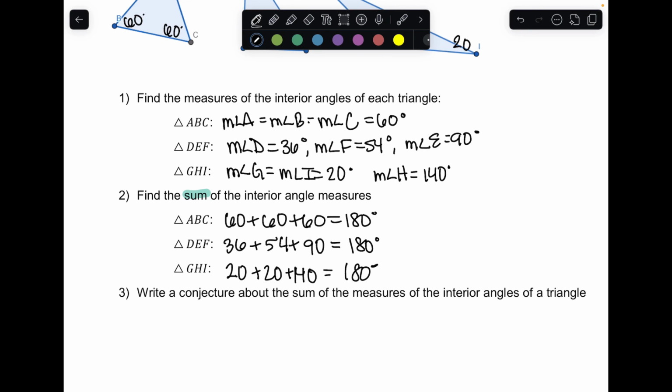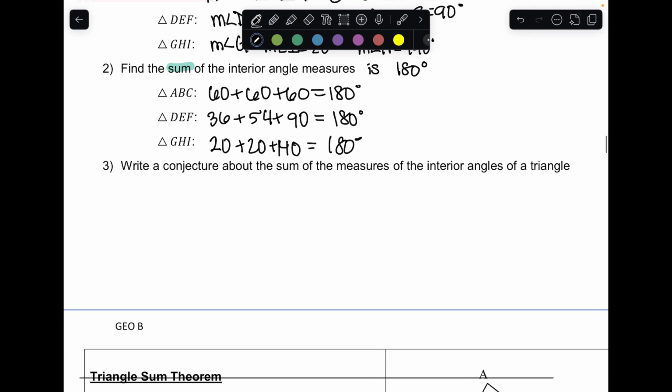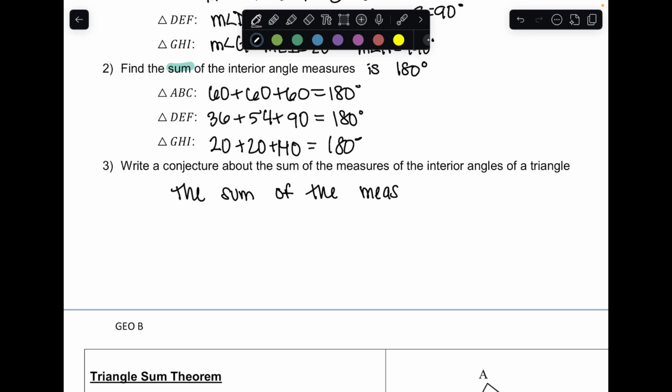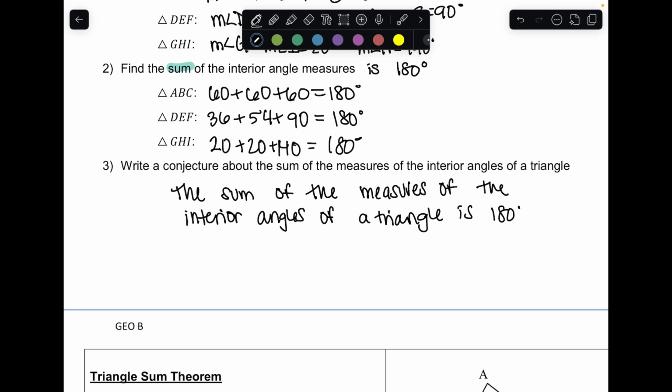So if you notice, the sum of the interior angle measures of a triangle is 180 degrees. So that's what we're going to use to write our conjecture. It says, write a conjecture about the sum of the measures of the interior angles. We're going to say the sum of the measures of the interior angles of a triangle is 180 degrees. Meaning you add up all the inside angles and you get 180 degrees.